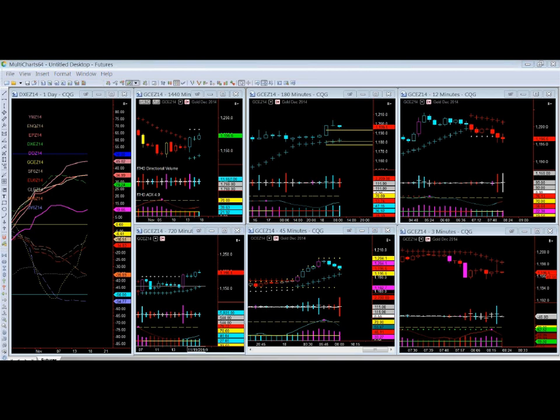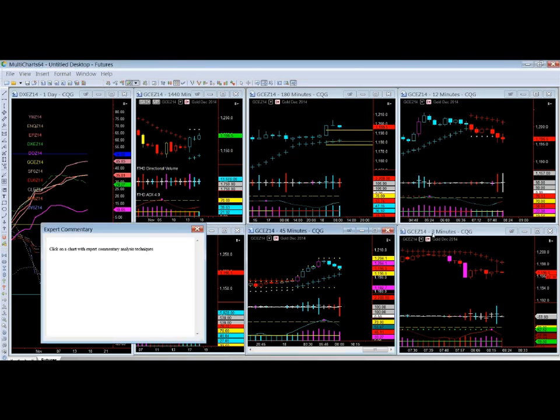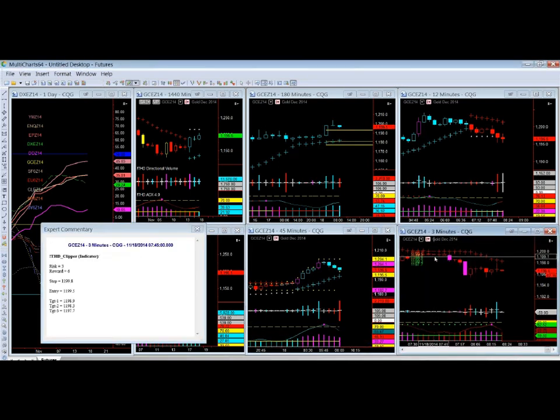How do you get the clipper to display once you set it up? There is an icon here. It's an expert commentary. Multi-charts added that specifically for the clipper. You click that and then you click on your entry bar. Understand?